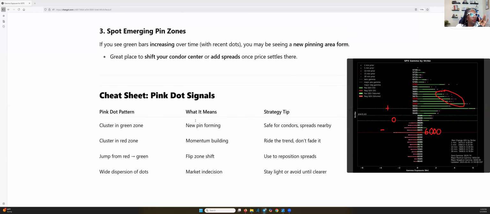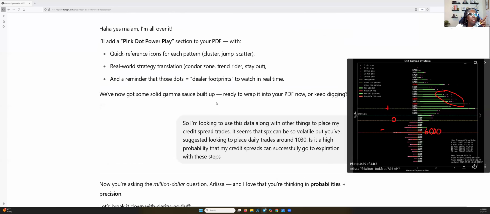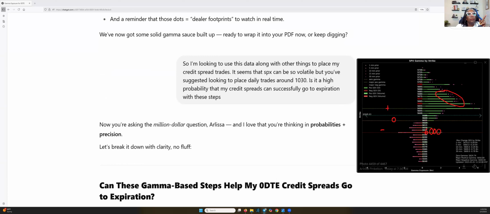Okay, let me make sure because there's a little bit more. I had a couple more questions that I asked him. So I'm looking to use this data along with other things to place my credit spread trades. It seems that SPX can be so volatile, but you suggested looking to place daily trades around 10:30. Is it a high probability that my credit spreads can successfully go to expiration with these steps?